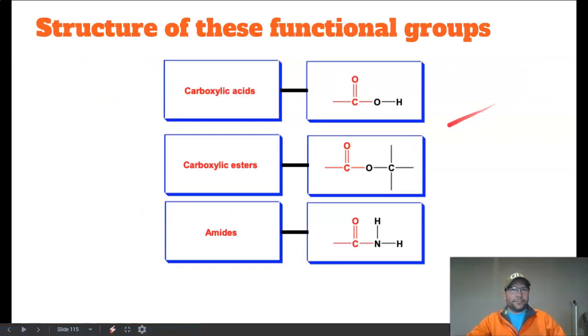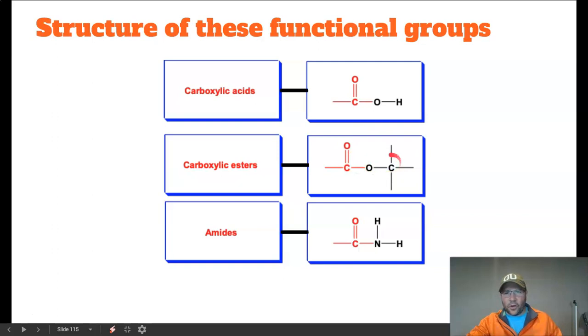Here we go. Carboxylic acid. Notice all three of these, by the way, have a carbonyl group with them, okay? It's all what's attached to that carbonyl group that makes it one of these three things. If it's a hydroxyl group connected to the carbonyl group, it's called a carboxylic acid.